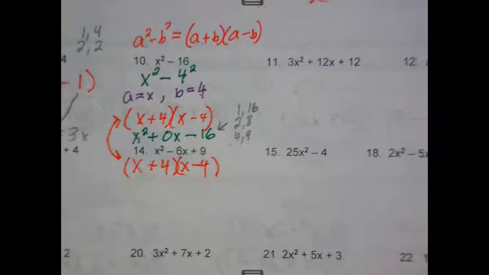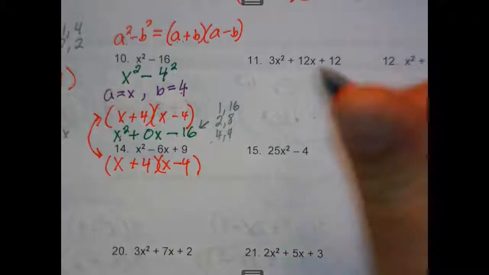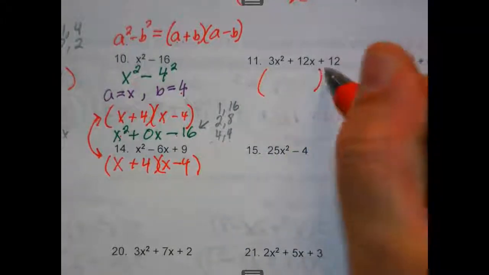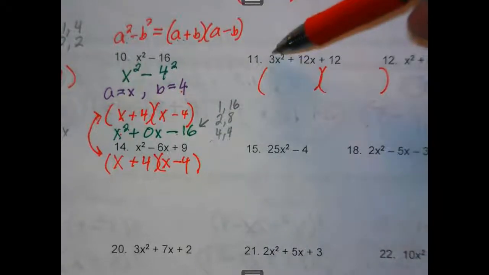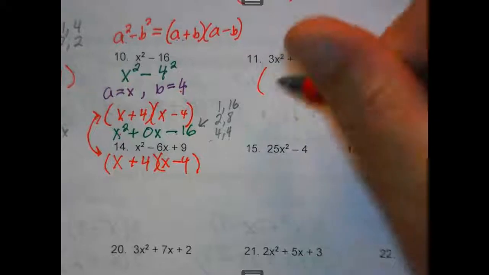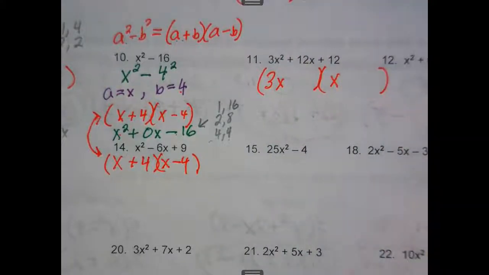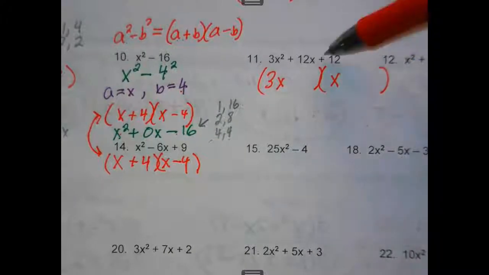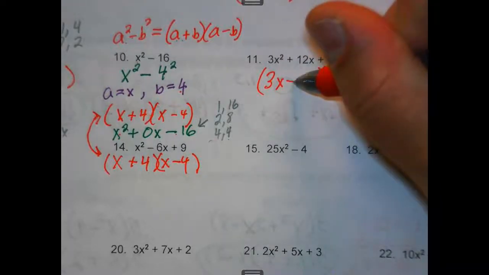Number 11. Now my A is 3. Now I got a little bit more of a difficult problem. But it's not that bad because there's only one way to get 3, which is 1 and 3. So I have 3x times 1x. My signs have to multiply to a positive and add up to a positive, so my signs are positive.